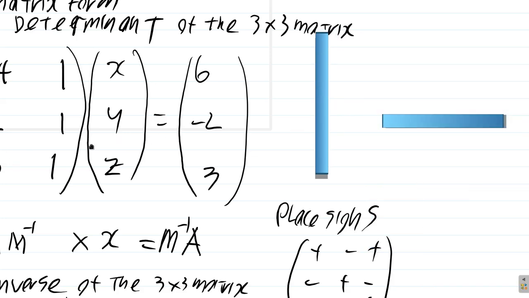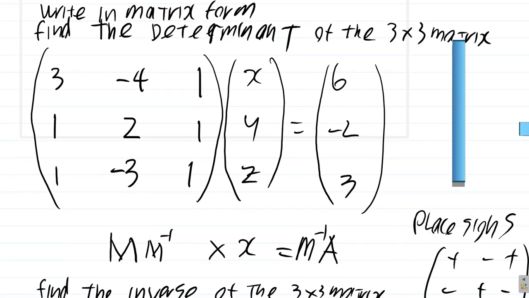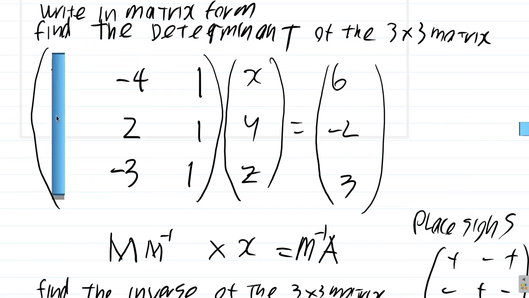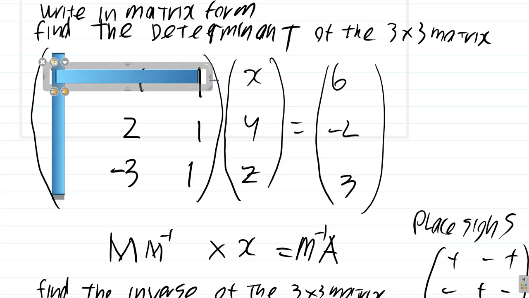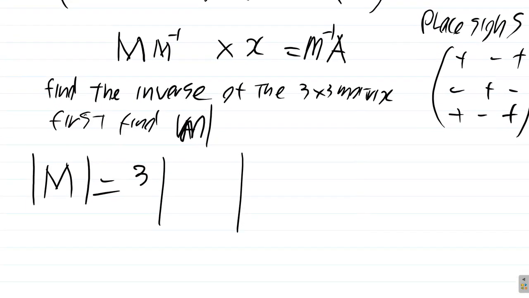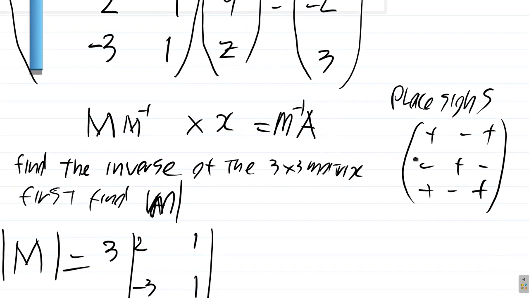Alright, let us cover up the row and column with 3. What do you see uncovered? What you see uncovered are the 2, 1, negative 3, 1, right? So you're going to have 2, 1, negative 3, 1. And you assign a positive to the element that is in row 1, column 1, right?